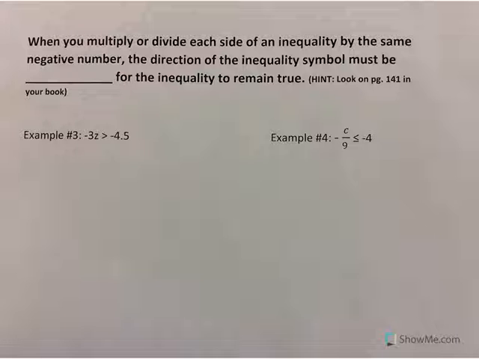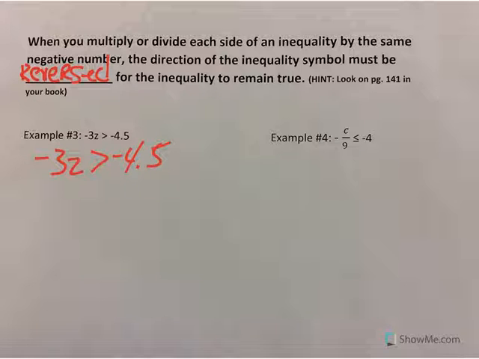Now, when you multiply or divide each side of an inequality by the same negative number, the direction of the inequality symbol must be reversed for the inequality to remain true. So in that blank should be reversed. Okay, so in example 1 and 2, we multiplied or divided both sides by a positive number, so when we did that, it remained true. But if you multiply or divide both sides by a negative, you have to reverse the sign for it to remain true. So if we look at example 3 here, we have negative 3z is greater than negative 4.5.